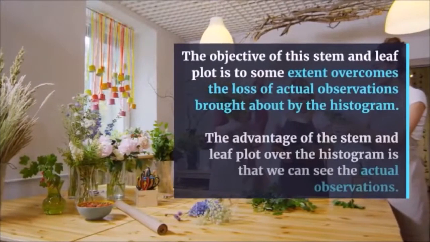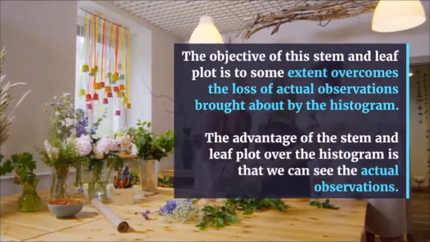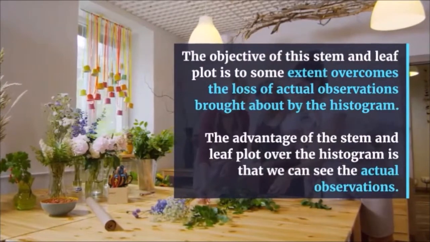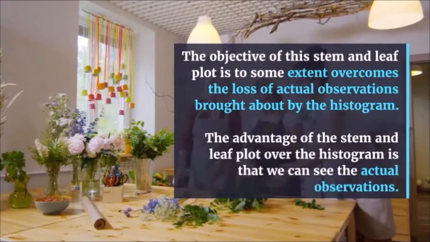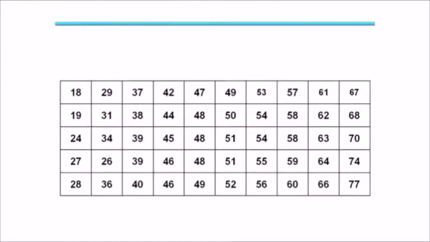The objective of this stem and leaf plot is to some extent overcome the loss of actual observations brought about by the histogram. The advantage of the stem and leaf plot over the histogram is that we can see the actual observations. The stem is the leading digit or digits, and the leaf is the trailing digit. The stem is placed at the first column and leaf at the second column.